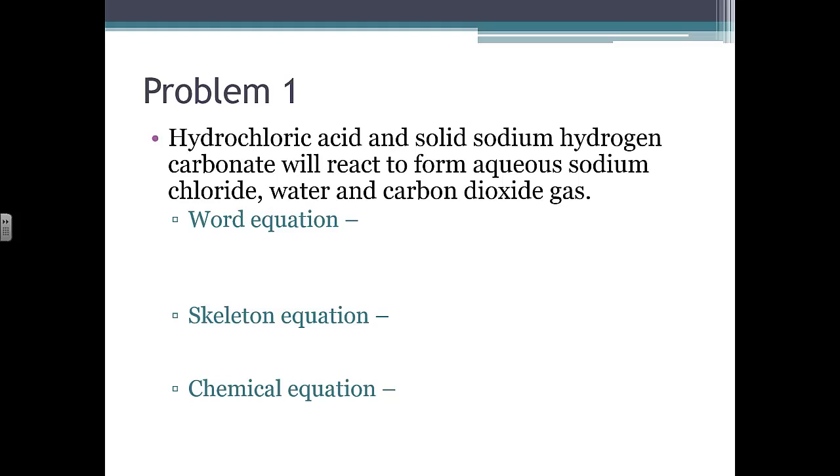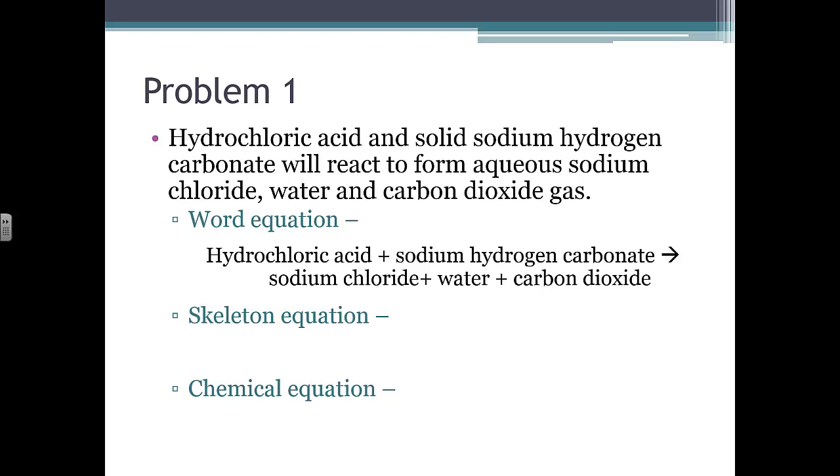Now let's try another problem. Hydrochloric acid and solid sodium hydrogen carbonate will react to form aqueous sodium chloride, water, and carbon dioxide gas. We can begin with a word equation. Before it says "will react to form," it has mentioned what the reactants are: hydrochloric acid and sodium hydrogen carbonate. So those are our reactants. Our products come after the words "will react to form," and we get sodium chloride, water, and carbon dioxide, so 3 products. And so our word equation would look something like this.